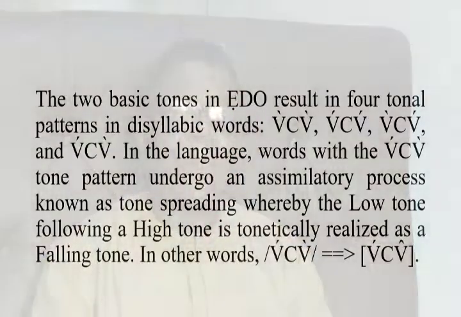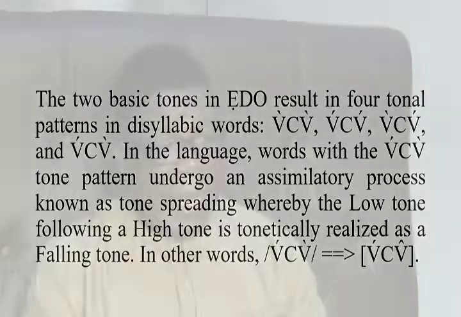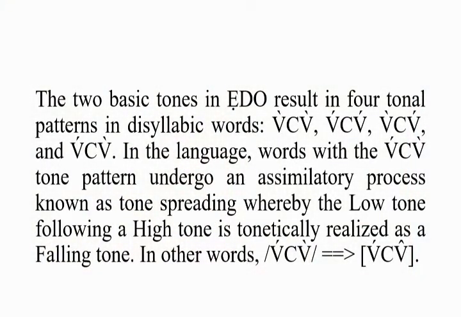The 2 basic tones in Edo result in 4 tonal patterns in disyllabic words, that is 2-syllable words. So you have the words with the low, the words with the high, the words with low followed by high, and then the words with high followed by low tones.